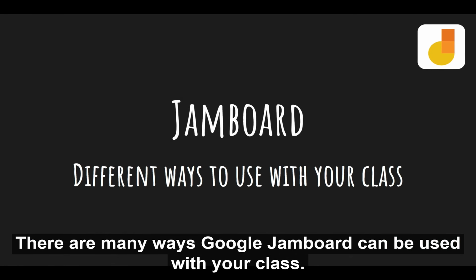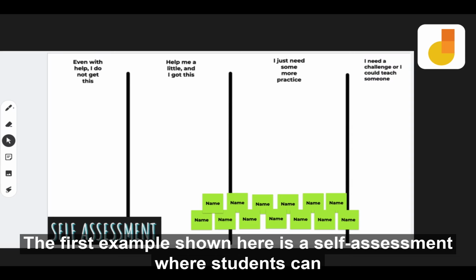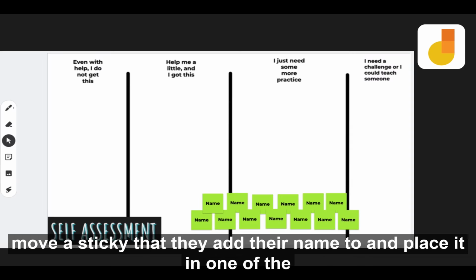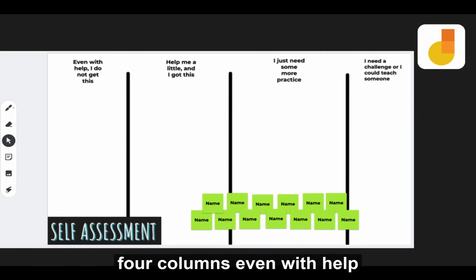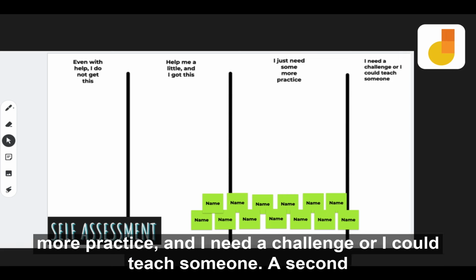There are many ways Google Jamboard can be used with your class. The first example shown here is a self-assessment, where students can move a sticky that they add their name to and place it in one of the four columns. Even with help, I do not get this. Help me a little and I got this. I just need some more practice. And I need a challenge or I could teach someone.